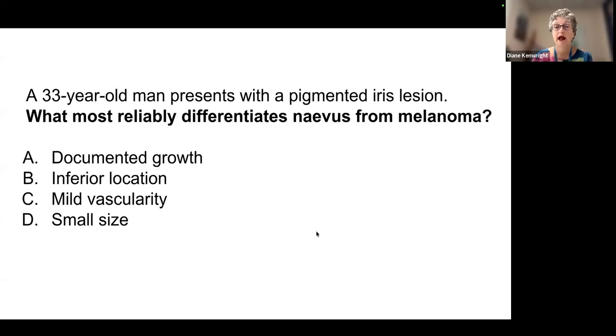If we look here, we've got a 33-year-old man with a pigmented iris lesion. What reliably differentiates nevus from melanoma? Now, iris pigmented tumors can be really tricky because the melanomas look really bland. So the most important thing is probably documented growth, okay? Because if it's a small melanoma versus a small nevus, we have difficulty telling the difference.